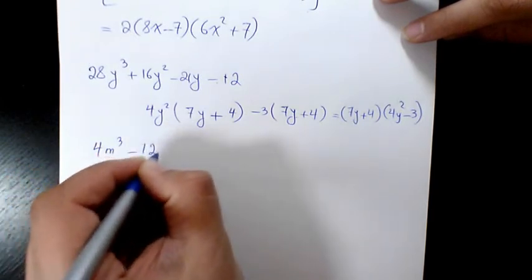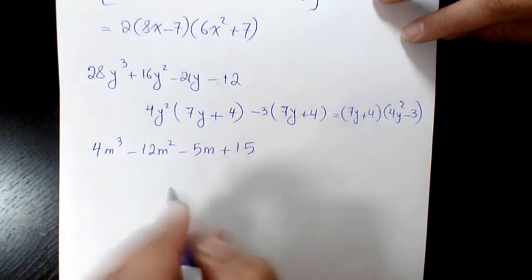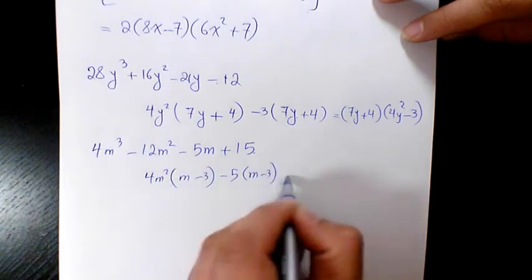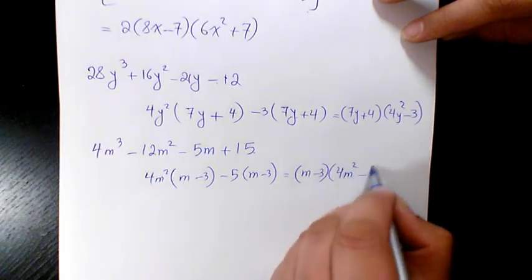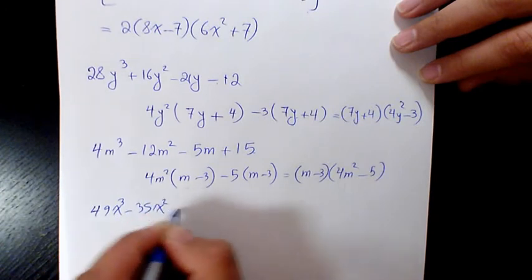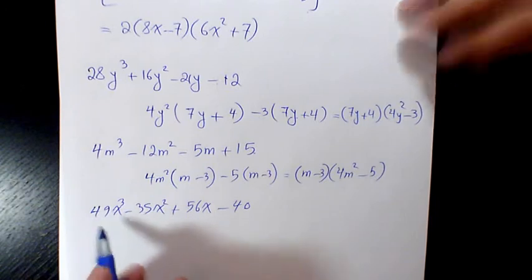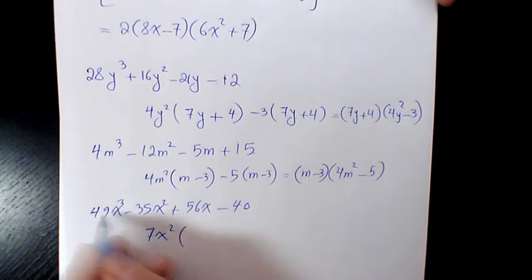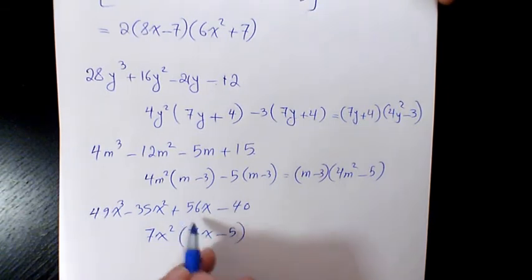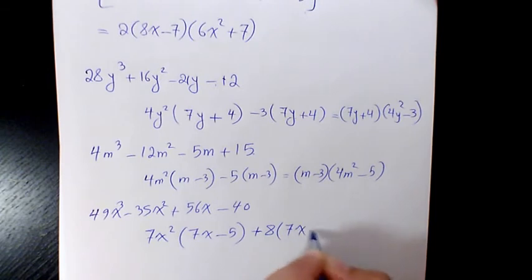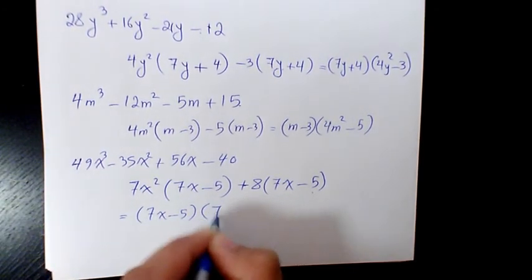Next one, 4m cubed minus 12m squared minus 5m plus 15. You factor 4m squared, m minus 3, m minus 3, 4m squared minus 5. Very simple. Next one, 49x cubed minus 35x squared plus 56x minus 40. Here, 49 is 7 by 7, 35 is 7 by 5. So you can factor 7x squared. That's going to make it 7x minus 5. And here, 56 is 7 times 8, 40 is 8 times 5. So you factor 8, 7x minus 5. Then you factor 7x minus 5, 7x squared plus 8.